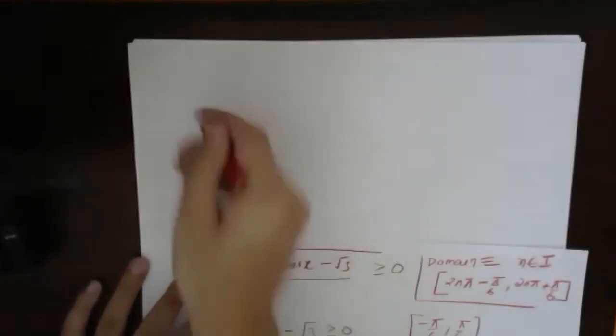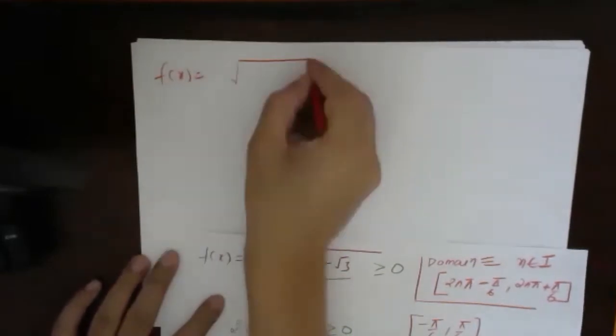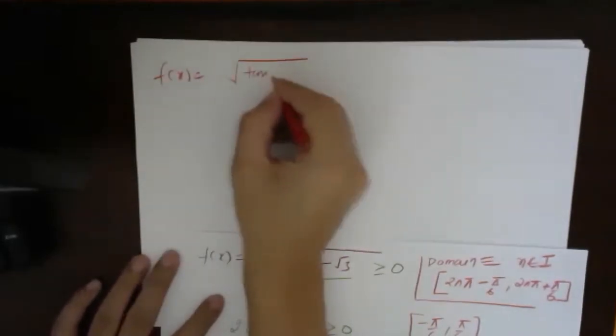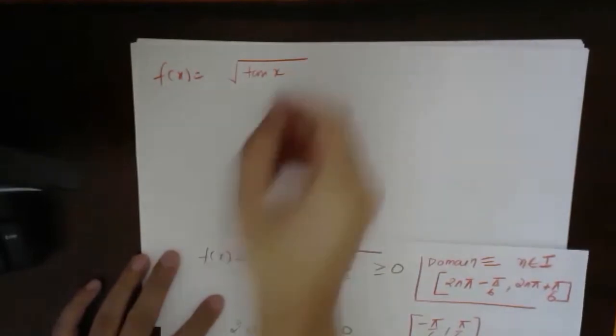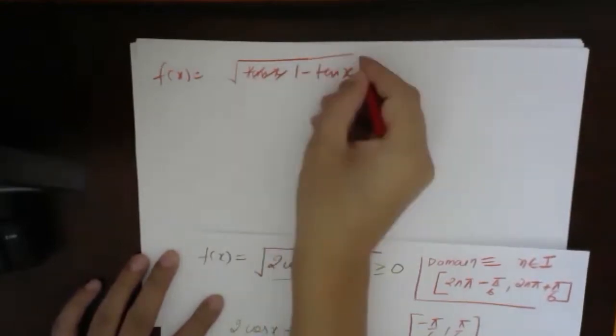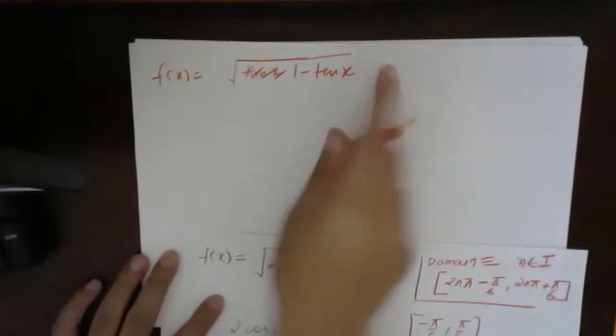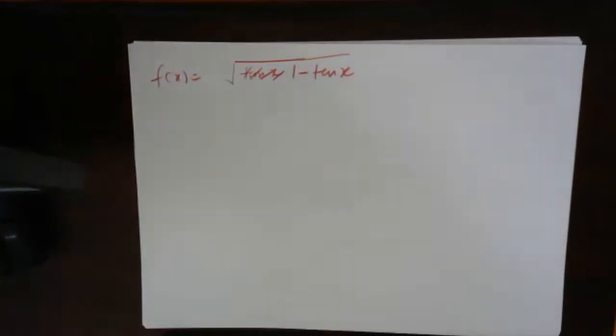So let's see. Basically, instead of cos x, I will use tan x now. f of x is equal to under the root of 1 minus tan of x. Okay, tell me the domain of this. It is exactly similar to the previous one, but instead of cos, now we are using tan.